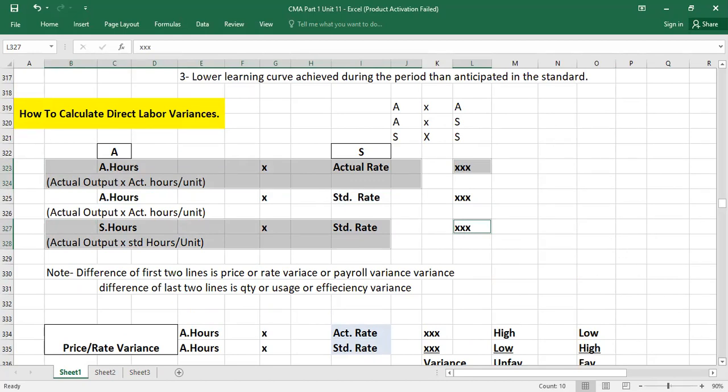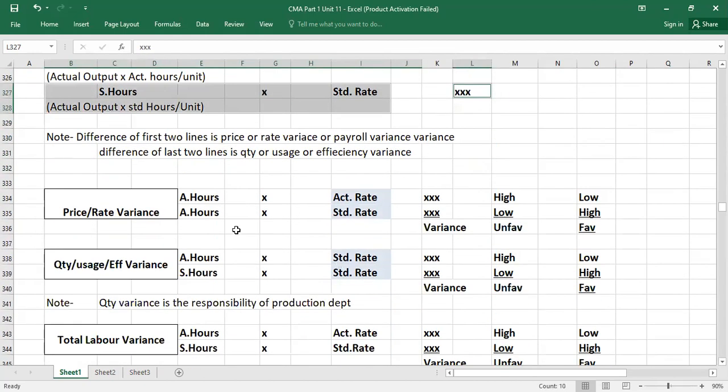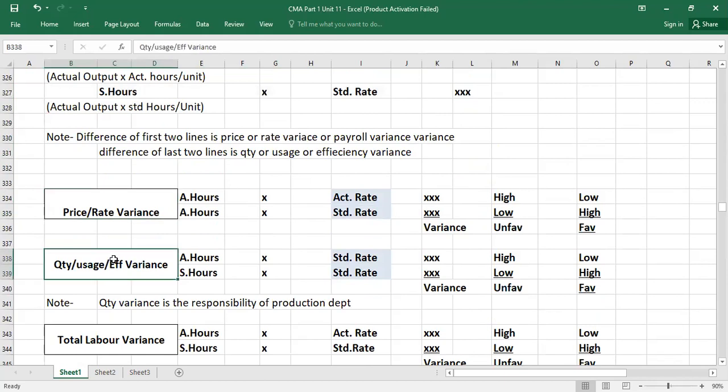But if you want to calculate in detail, you can calculate the price or rate variance plus or minus the quantity or usage variance. This will also give you the total variance for direct labor. And don't forget, quantity variance is the responsibility of the production department. Now we are going to look at the questions, to see how we can apply this.